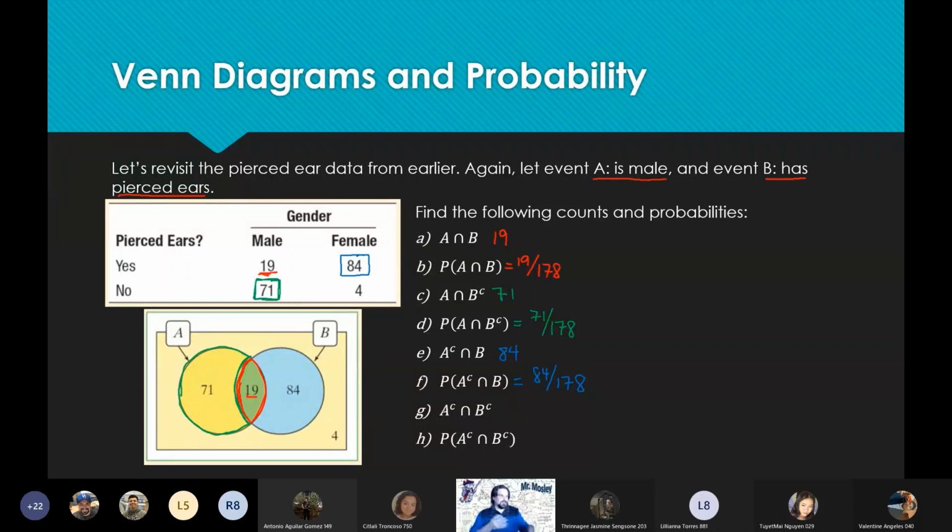We're thinking of this just looking at the Venn diagram. It's like we want to know what outcomes are not part of A and are not part of B. That leaves just these four here. Everything else is part of A and B. So we want what's not part of A and B, A complement and B complement. Again, if we're thinking of deciphering it, it's female and no pierced ears. That's just these four. And we get the probability of 4 out of 178.